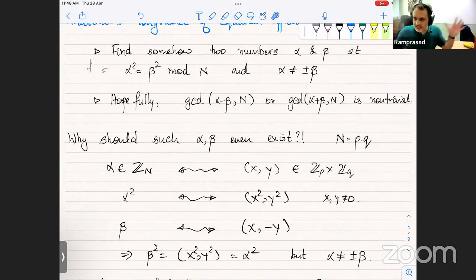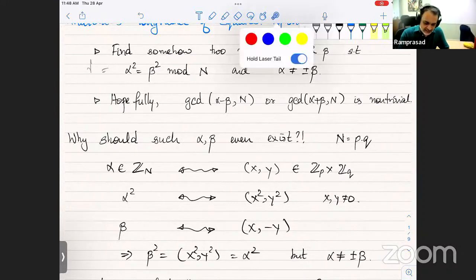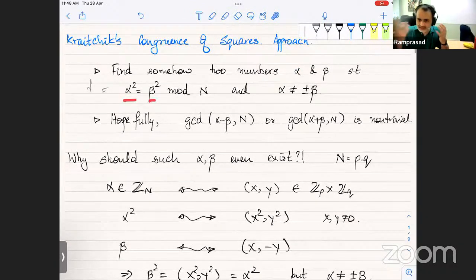But because there are multiple components, you can do this weird mixing and matching business, and therefore you end up getting a lot more square roots potentially of a certain number. So that at least is going to tell you that if n were composite, then Kraitchik's approach is that hopefully there are alphas and betas of this type, and therefore we are hoping to find one such thing.